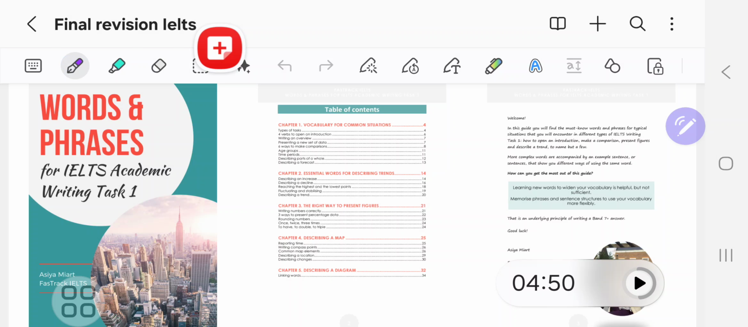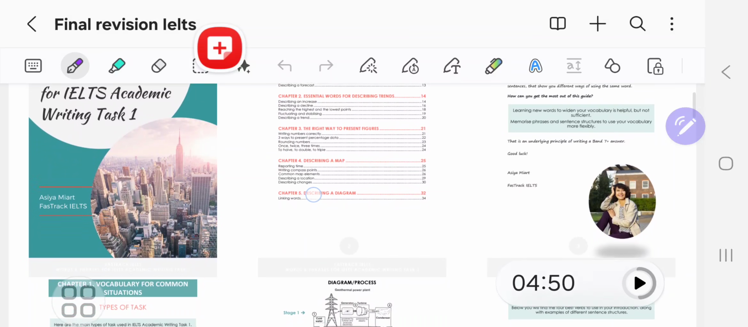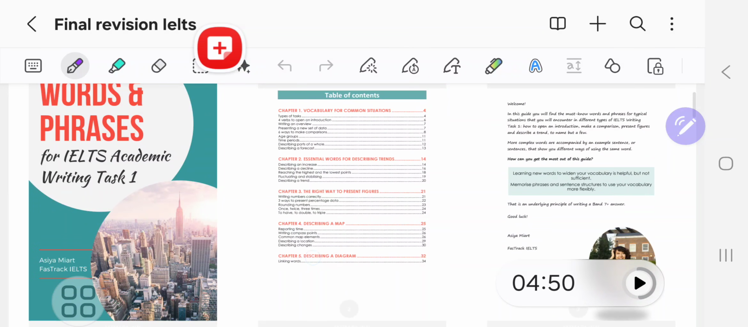So now let me just show you about this sheet particularly. This sheet is starting with a word phrase. If you can see here, word phrase to task 1, we have a table of contents where we're going to talk about some vocabularies. We're going to talk about essential words for describing the trends, the right way to present the figures, describing the map, and describing the figures.